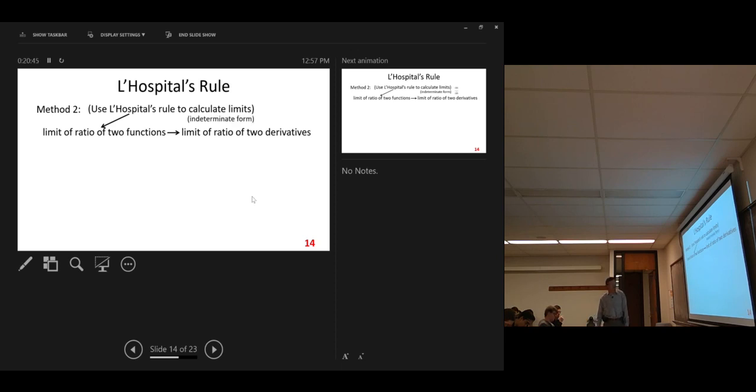But there is some condition we need to check before we apply L'Hopital's rule. You cannot apply it any time you have the ratio of two functions. You need to check whether the condition is right or not. So what condition do you need to check? Indeterminate form. Only when you have an indeterminate form can you apply L'Hopital's rule. So what is the indeterminate form?